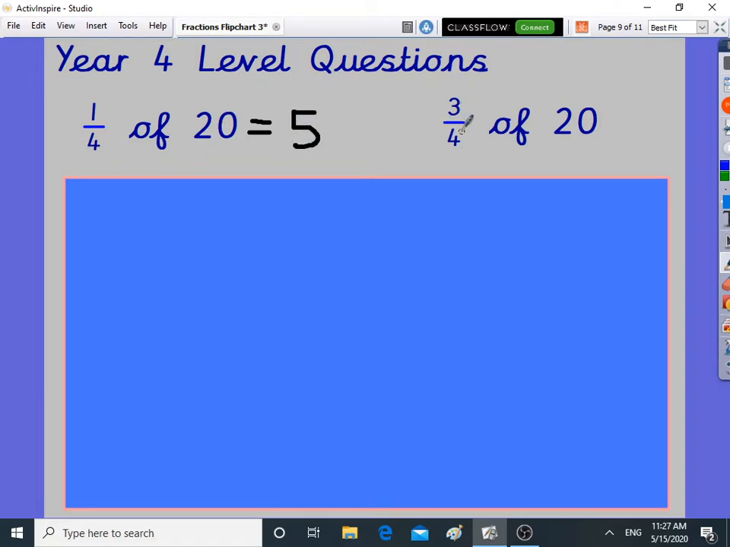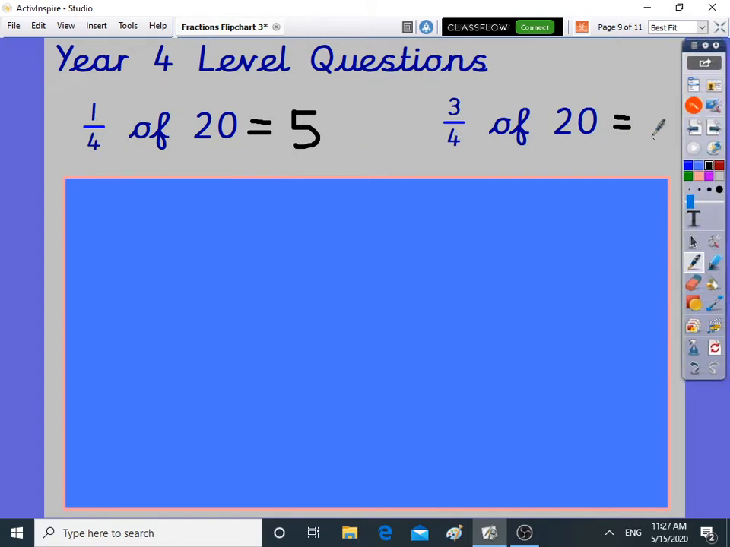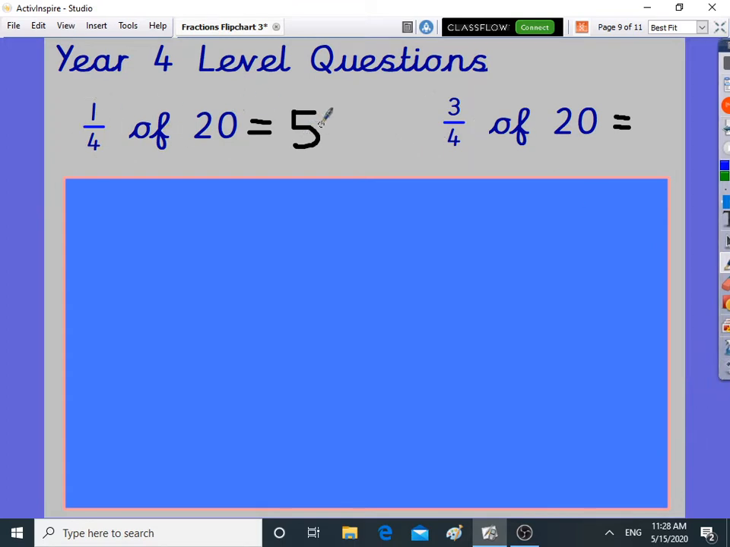Now 3/4 is bigger than 1/4. So 3/4 of 20 is going to be more than 5. Because instead of just having 1/4, which is 5, you've now got 3/4. So if you know that 1/4 is 5, and you want to have 3/4, you're going to times it by 3. So what you do is you find 1/4 of 20, which we already did, then you times it by 3. So I'm going to do 5 times 3. 5, 10, 15. You can use your songs for that as well.